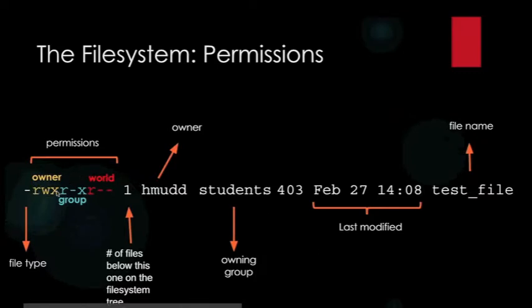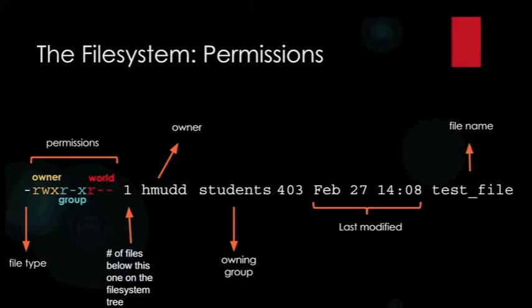The file permissions are further broken into 3 groups: permissions for the file owner, permissions for members of the owning group, and permissions for everyone else, or world permissions. The first 3 characters give the owner's permissions, the middle 3 give the group's permissions, and the last 3 give the world permissions.